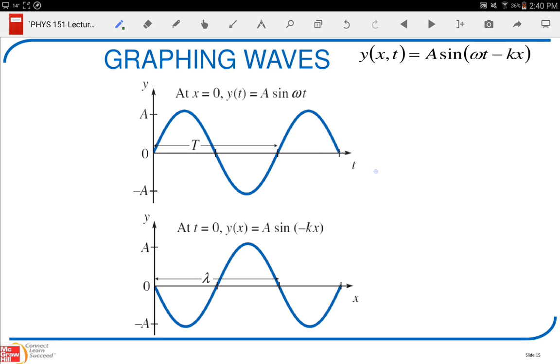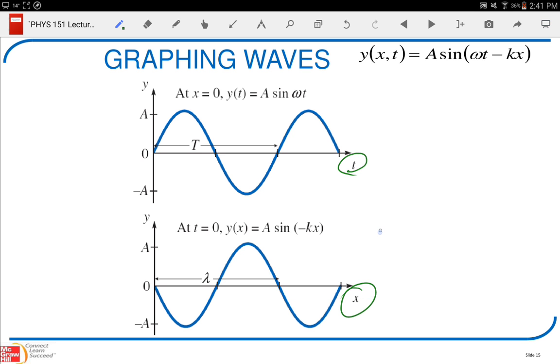So, notice the difference in these graphs. There is an obvious difference and a more subtle difference. What's the first difference you see? Okay, the opposite. That's the obvious difference. One is going up, the other one's going down, both starting at 0. What's the more subtle difference? One of them's x and one of them's t.